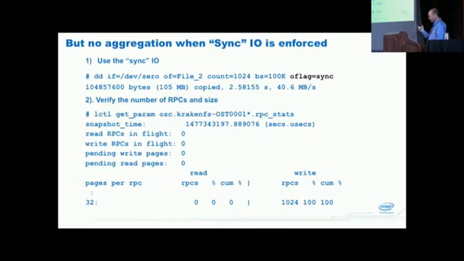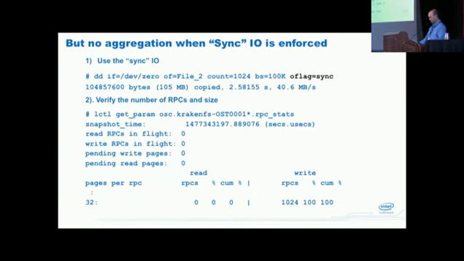If you want to stop that for some reason, this is just an example of, we're using the sync flag on DD, and it shows that we're actually doing 1024 writes of 100K, and that's represented in that bottom, the distribution, 32 pages, 1024 RPCs.